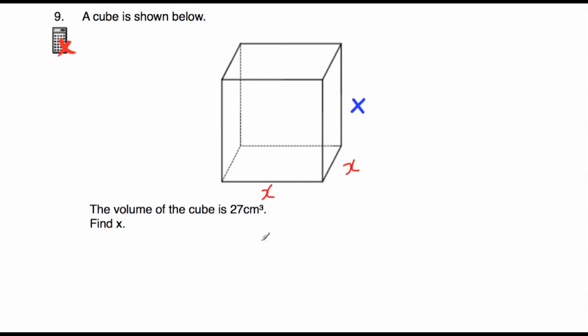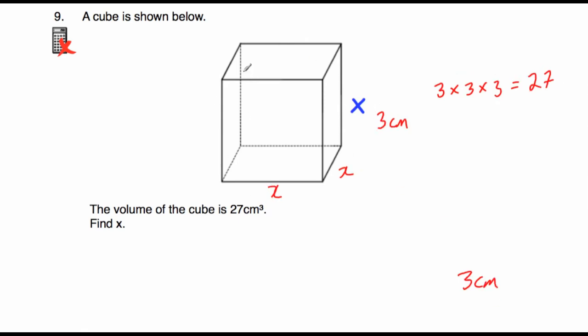So let's figure out what number we multiply by itself and by itself again to get 27. Well, that would be 3, because 3 times 3 is equal to 9, and multiplied by 3 would be equal to 27. So that means that x would have to be 3 centimetres. And the question said to find x, that would be 3 centimetres.